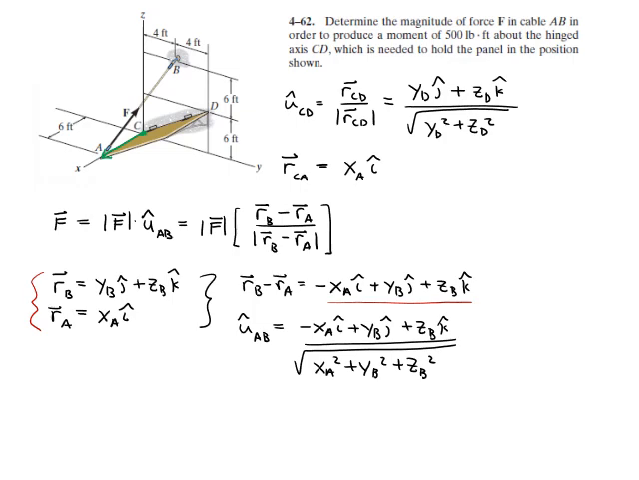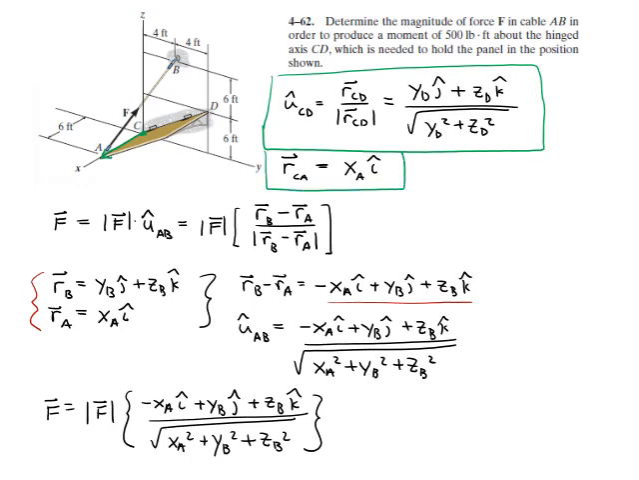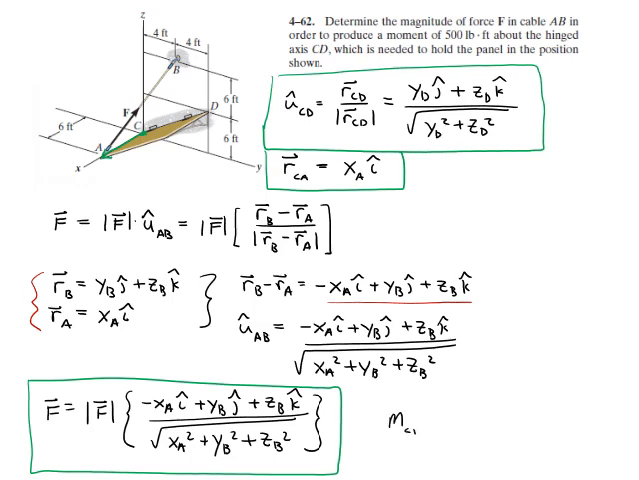So finally, I can write my force as just that whole thing times F. That's what it looks like. So now I've got my U hat CD here, my R is here, and my F is here. All we have to do now is work out the cross product. I need the magnitude of the moment about that axis, which is U hat CD dotted with R CA cross F. So I'll do that on the next slide.